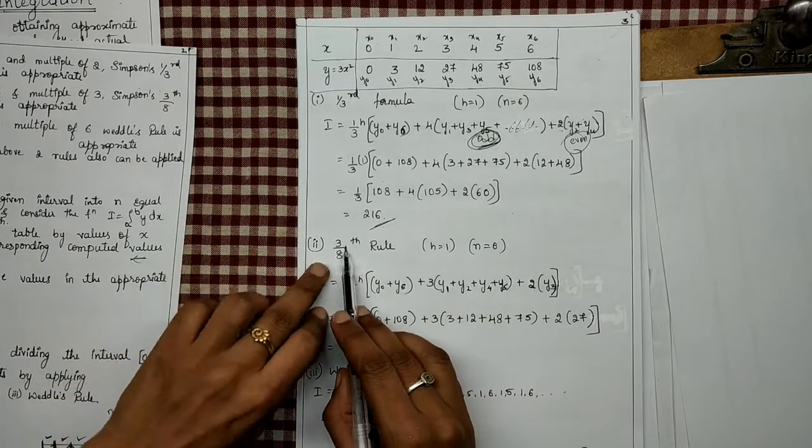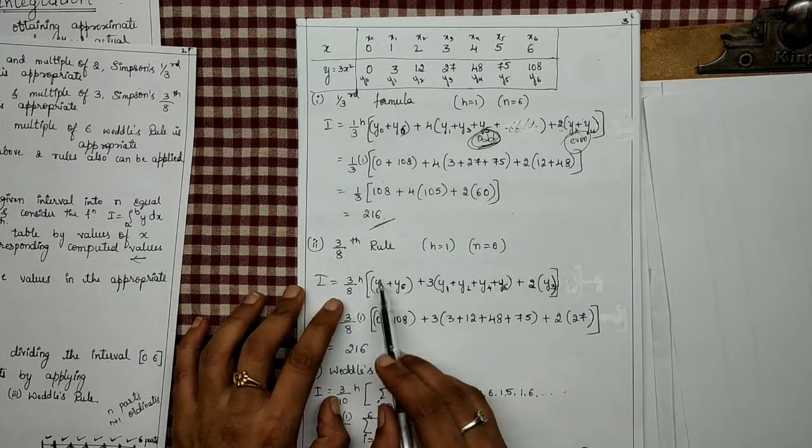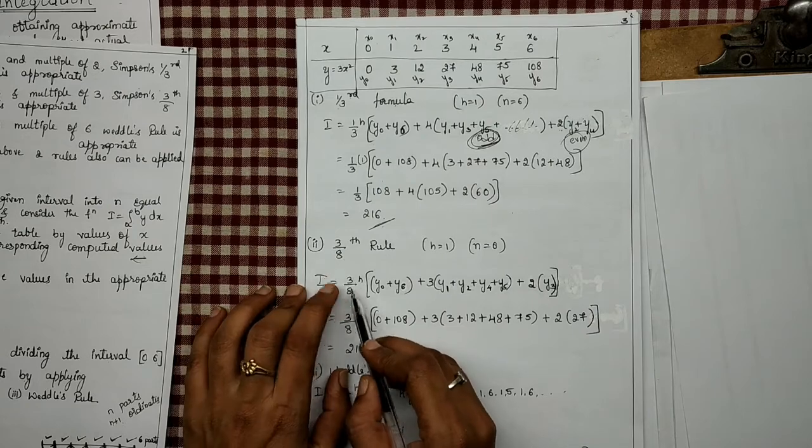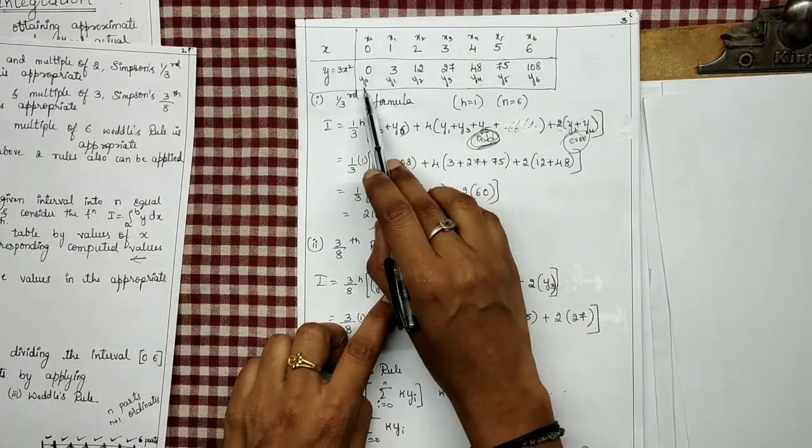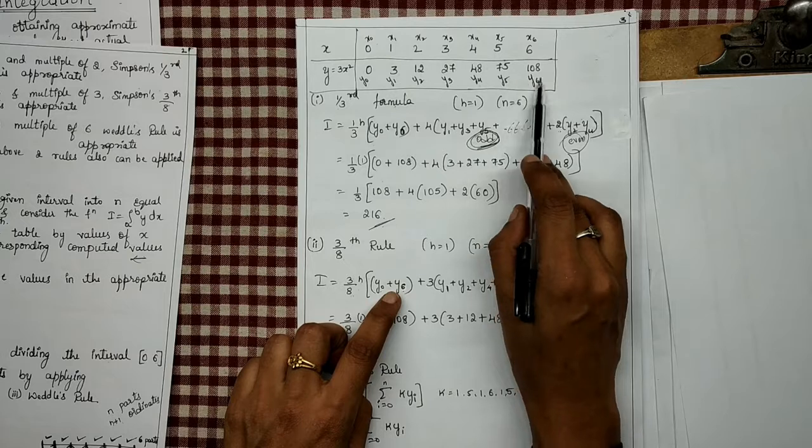Okay, this is the second method, that is 3/8 rule. Okay, in this 3/8 rule, what is the formula? The formula we have written here, 3/8 into h into y0 plus yn, first element and the last element, y0 plus yn is y6 here, right?